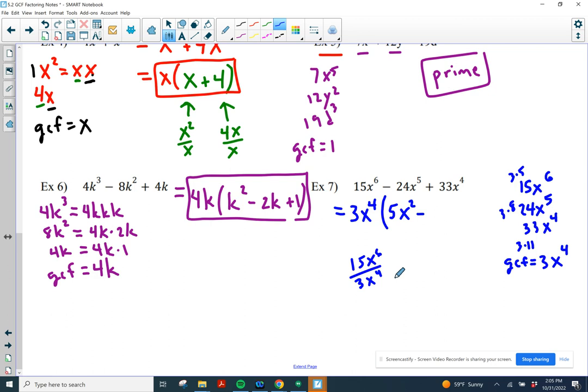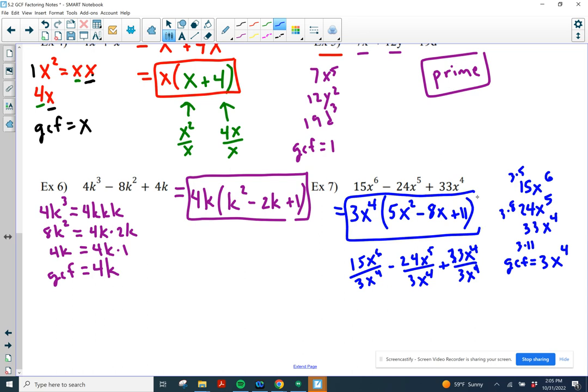Next, the minus sign will carry through, and we'll do 24x to the 5th divided by 3x to the 4th. 24 divided by 3 is my 8, and then x to the 5th divided by x to the 4th is just x, and we're good to go. Last one, 33x to the 4th divided by 3x to the 4th. Just divide. 33 divided by 3 is 11, and x to the 4th divided by x to the 4th, the x's are gone. x to the 4th divided by x to the 4th is 1, and we are finished.